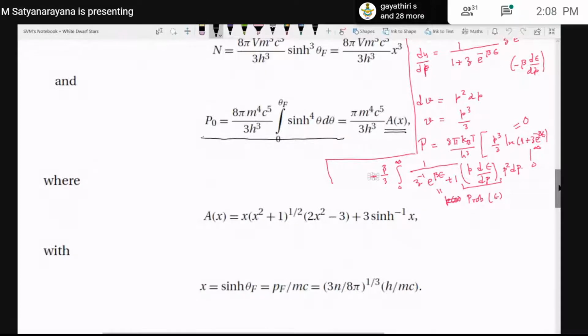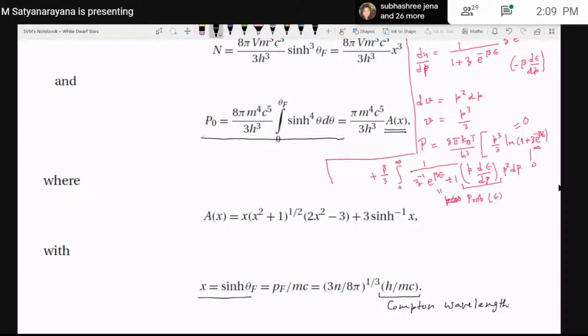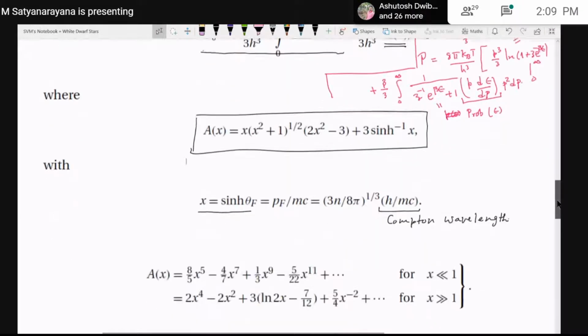X is something which we can define like this. So x is equal to sinh theta f, because that is the limit of the integration, which is pf by mc. And we already know what is pf, which is given by this. It is related to h by mc, and if you can recall, this is the famous Compton wavelength. So x is written in terms of a Compton wavelength. So you can see that this A of x is a function which is given by this one. This is the result of the integration of this one. I request you to try this integration, and if there is any difficulty, then we can come back.